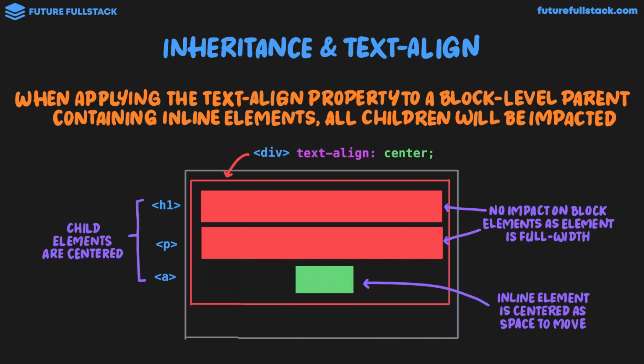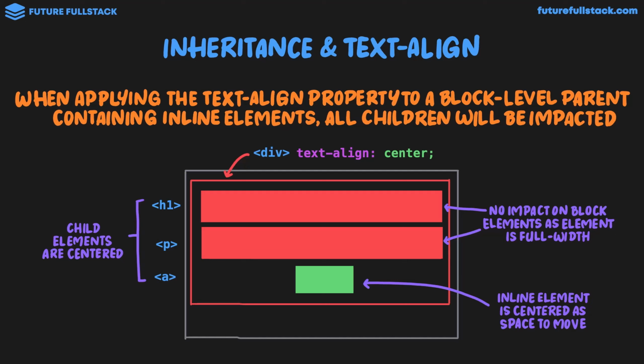Again, just view it as a green box inside this div element. And because text-align center is set on the div, which means all child elements of the div are centered, the inline element will be centered, and it has space to move because the inline element only takes up the width of the content itself. So that's the first thing going on. Child elements are centered, and the major impact here is on inline elements, which end up being centered. And there's actually no impact on block elements.